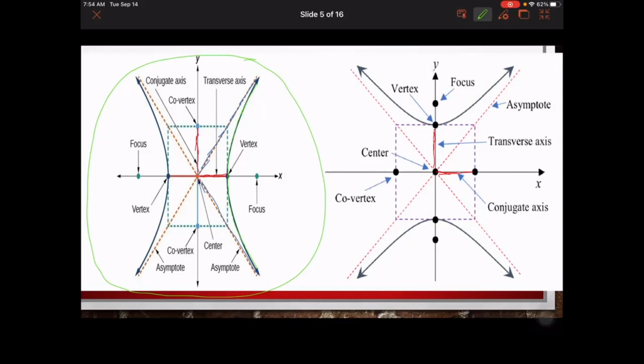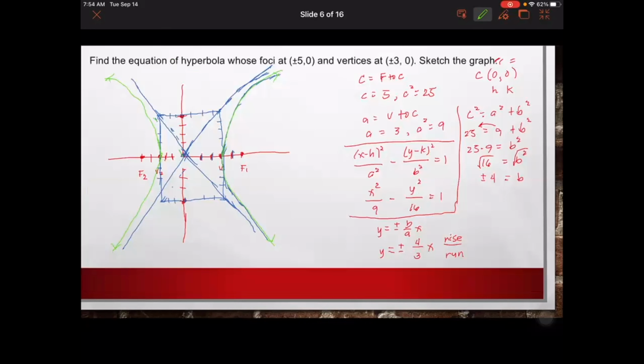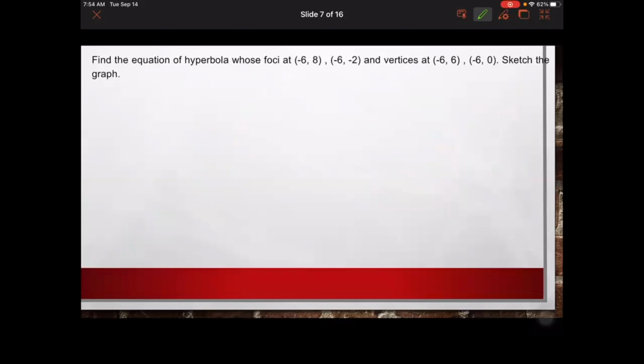Clarification. Okay naman. So let's another example. So we have find the equation of the hyperbola whose foci at negative 6, 8 and negative 6, 2 and vertices at negative 6 and positive 6 and negative 6 and 0. Then sketch the graph. So again, let's sketch muna.